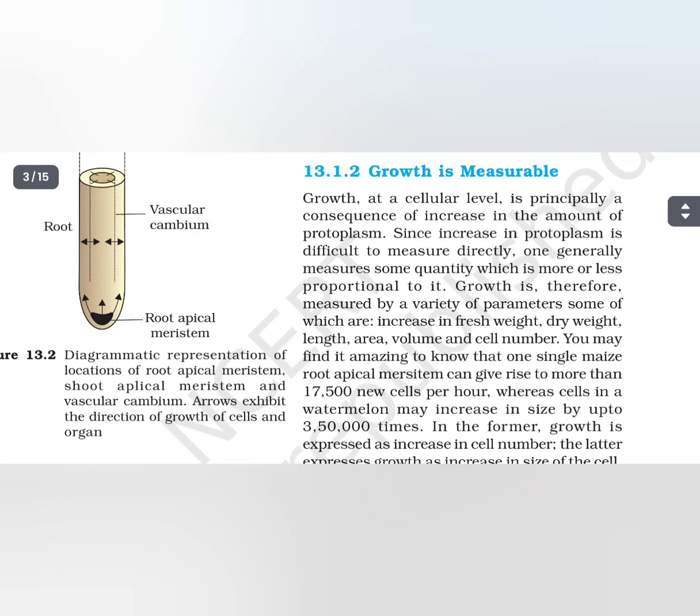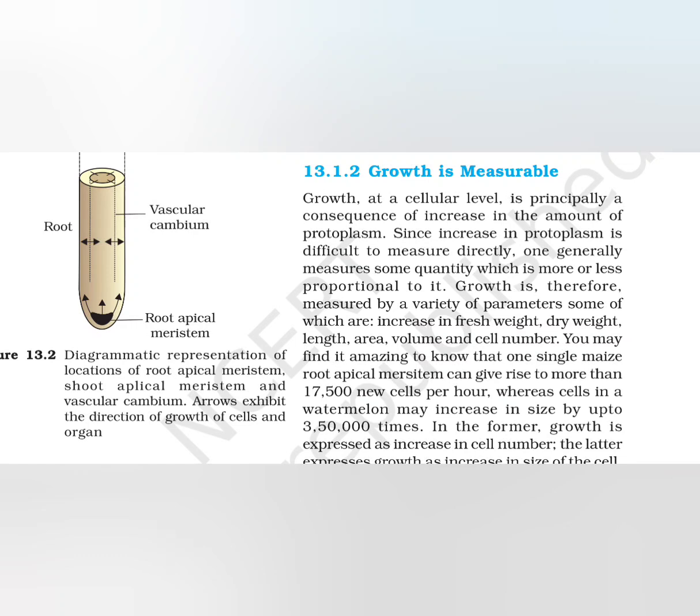Growth is measurable. Growth at a cellular level is principally a consequence of increase in the amount of protoplasm. Since increase in protoplasm is difficult to measure directly, one generally measures some quantity which is more or less proportional to it. Growth is therefore measured by a variety of parameters, some of which are increase in fresh weight, dry weight, length, area, volume, and cell number.